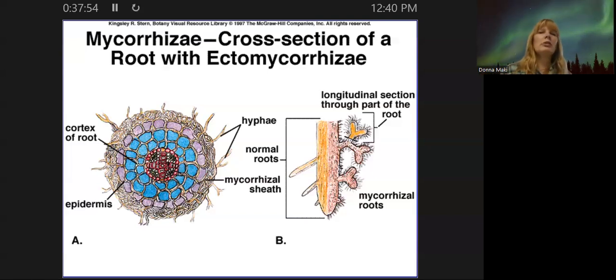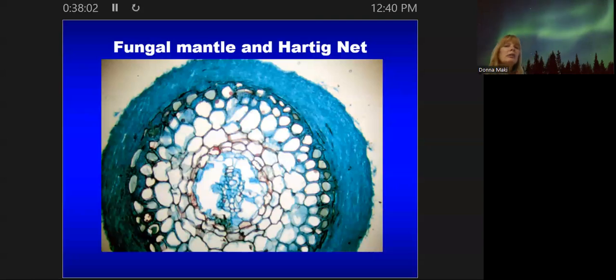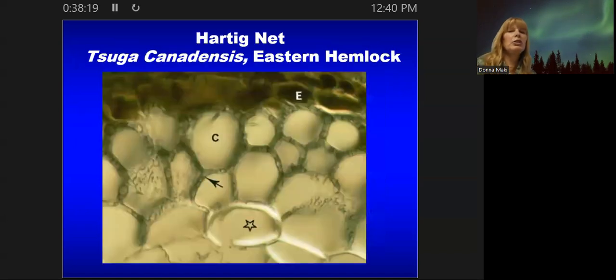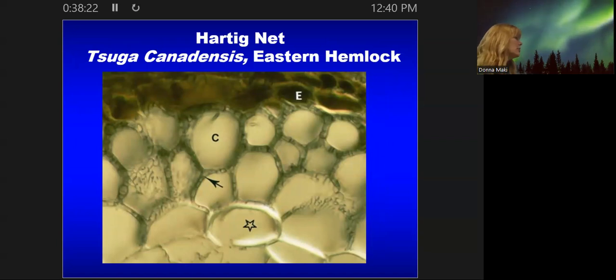If you look closely, and I'll show you some pictures, you can actually see it even under the dissecting scope. Here's another light microscope image where you're seeing all of that blue. That's all compressed hyphae, so that's the mantle around the root. And then all the blue between the cells, that's the net. There are lots of images in published papers where they show the mantle and the hyphal net inside the root tissue.